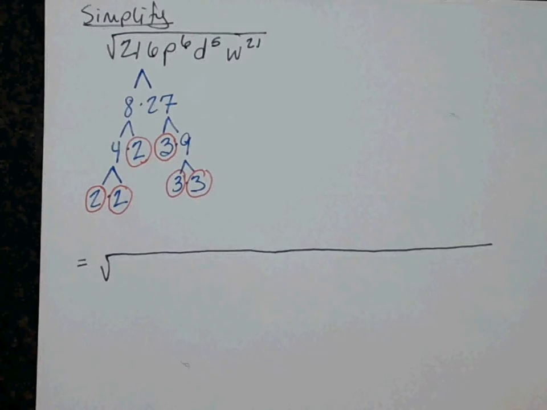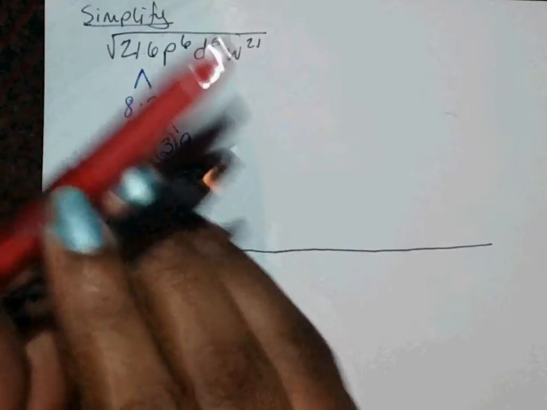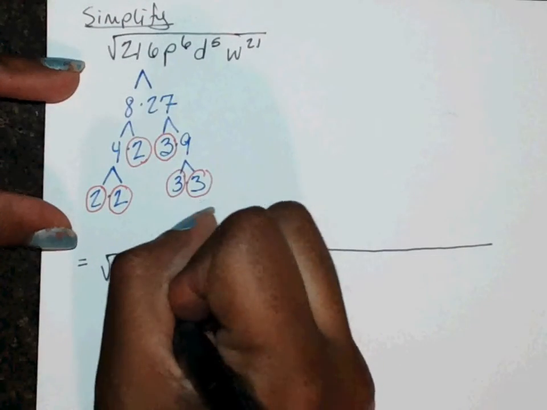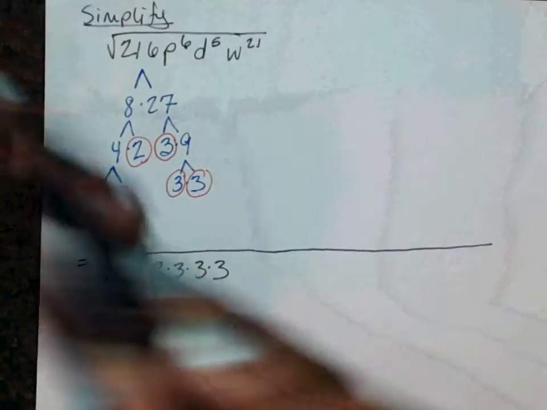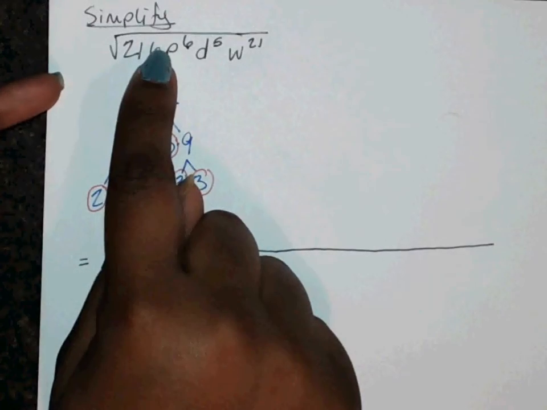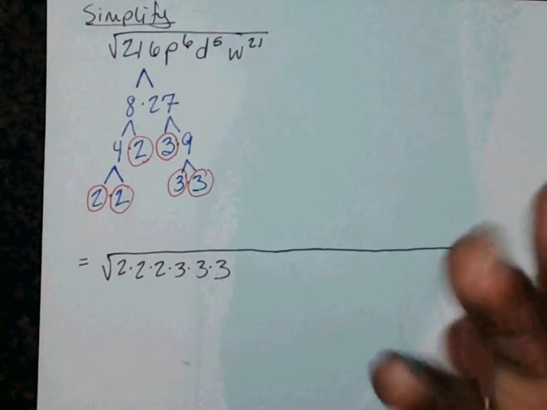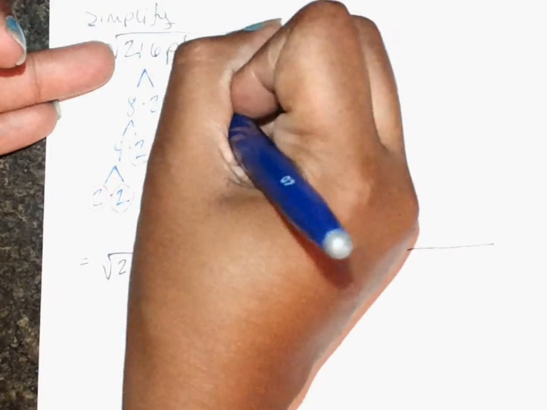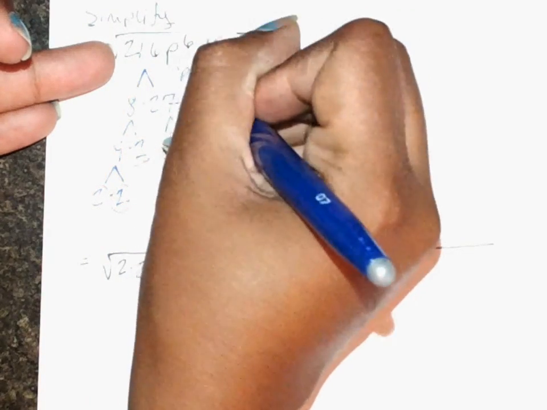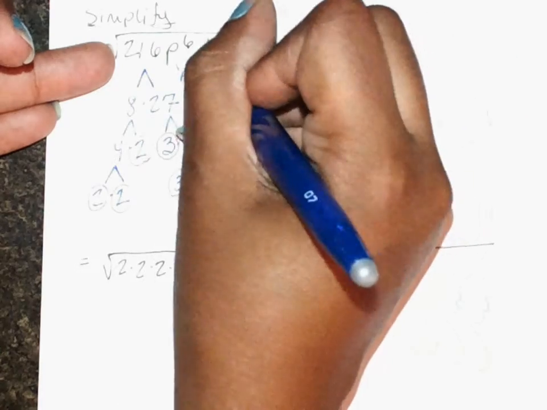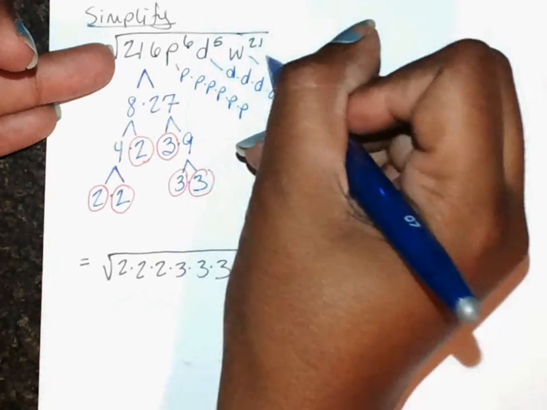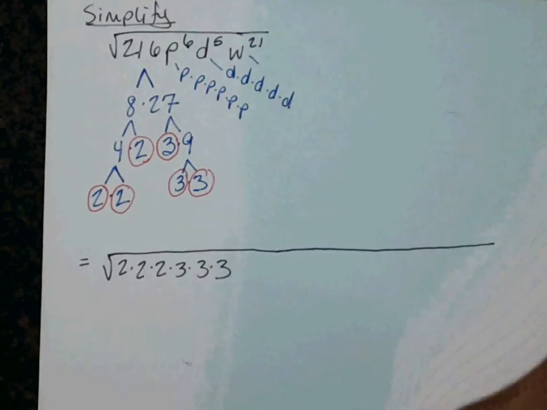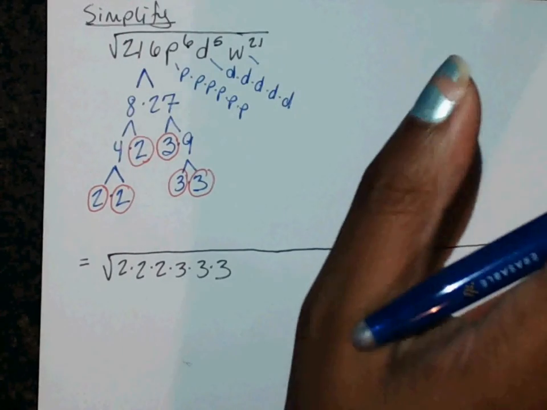All right. So, that was beautiful. I can go ahead and write those down. I need to break down my variables. I have 6 p's. One, two, three, four, 5, 6. 5 d's. And 21 w's. If you want to write out 21 w's, you can. I am not going to do that.